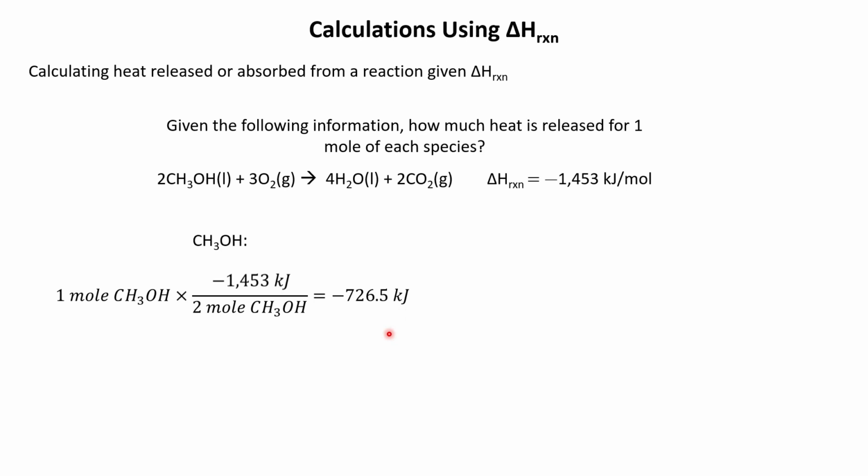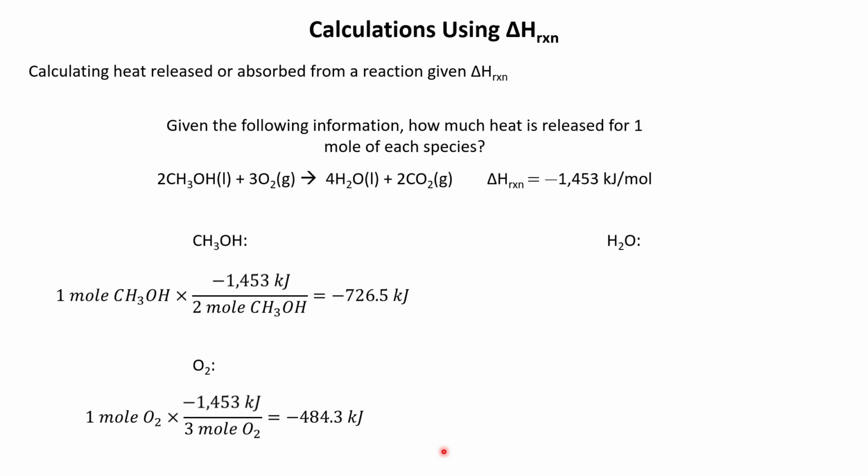Let's do the same thing for our other reactant. Let's do the same thing for oxygen. Again, we want to know how much heat is released for 1 mole of oxygen. So here's our 1 mole of oxygen multiplied by our delta H. Here is our delta H. Again, notice that this is per 3 moles of oxygen. Why? Because there is a 3 here in front of the oxygen in our balanced chemical equation. That gives us negative 484.3 kilojoules.